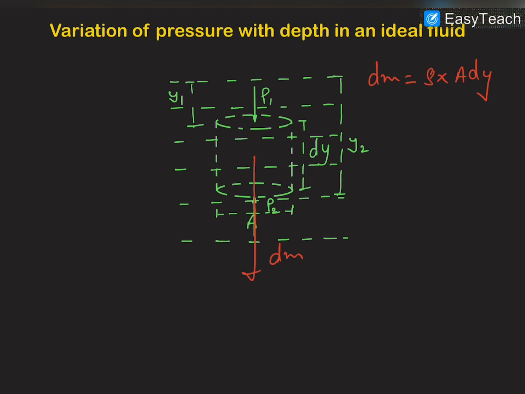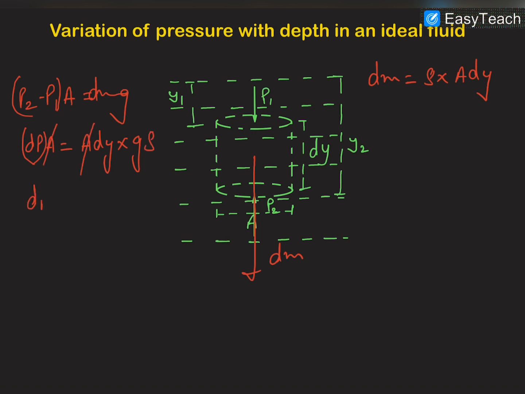So the net force acting in the upward direction will be P2 minus P1 into area, and this will balance out mg. So P2 minus P1 is dp, and dp into area is equal to dm g, where dm will be equal to area A into dy and into rho. So cancelling out A with A, dp will be equal to rho g dy. This is the pressure difference between the two surfaces of the cylinder.